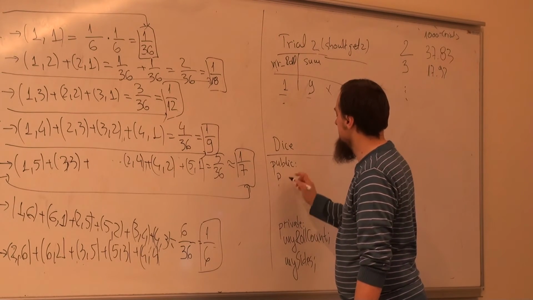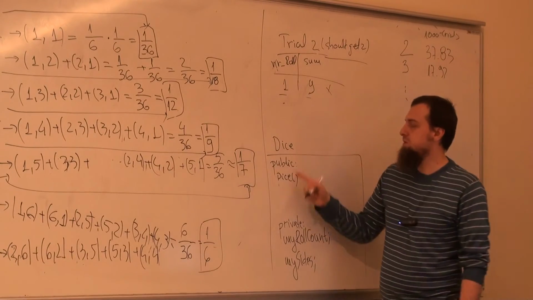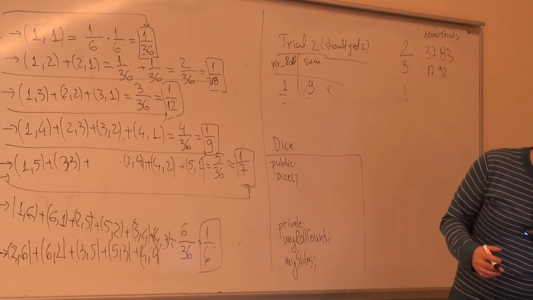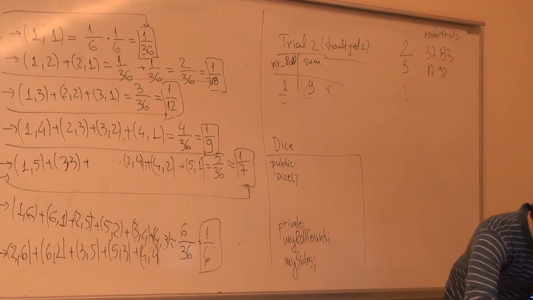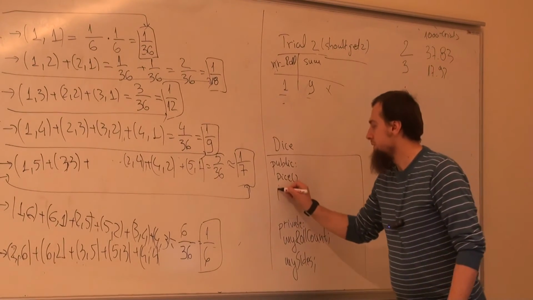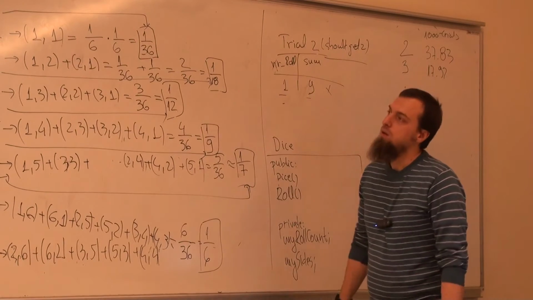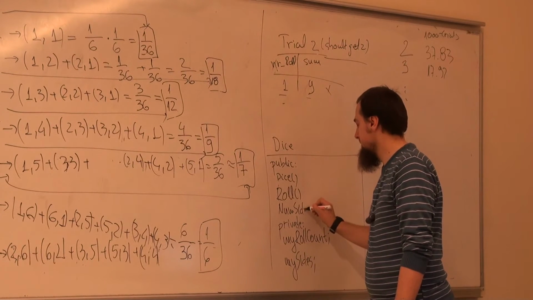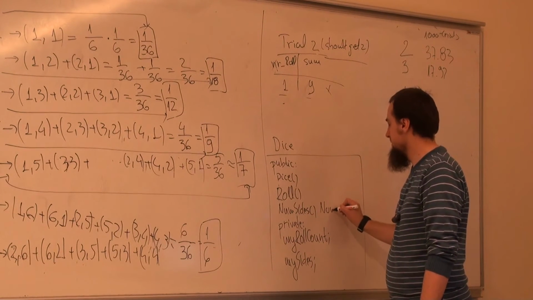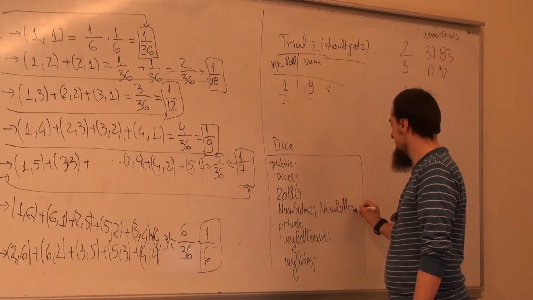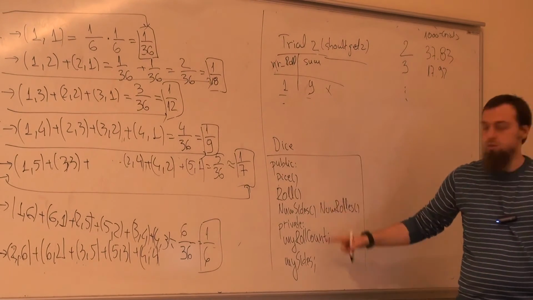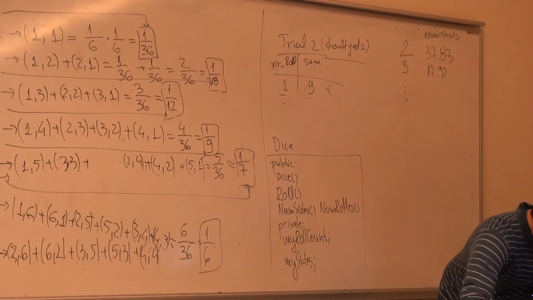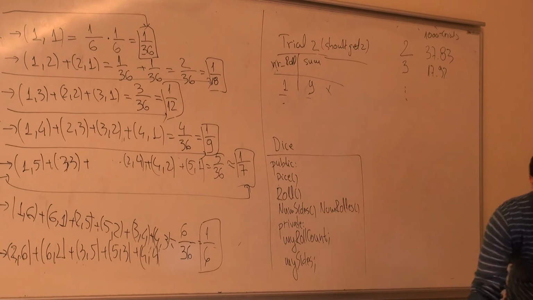Public data are the constructor, and the constructor always has the same name as the name of the class. This is the first function that is called when we declare a new variable of type dice, of the class dice. So we have dice, we have roll, and we have num_sides and num_rolls, two functions: number of sides and number of rolls. That means that each dice has those member functions and member properties.